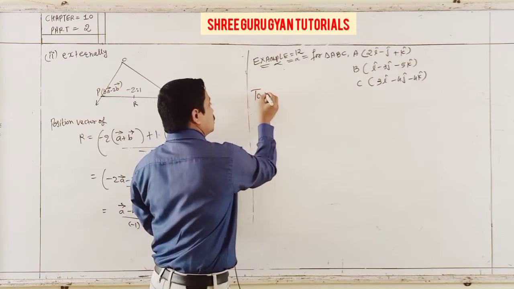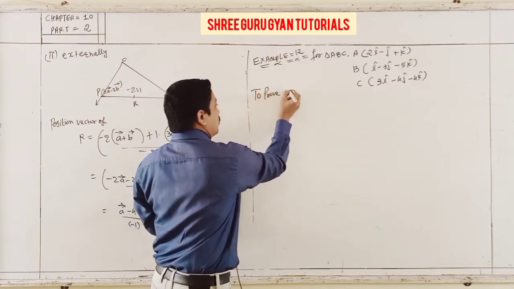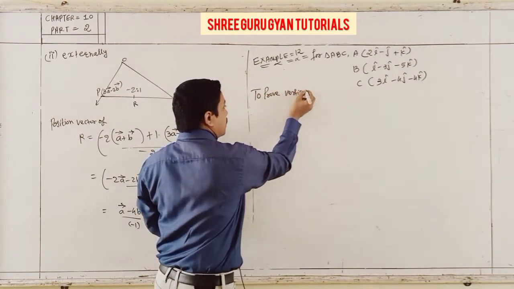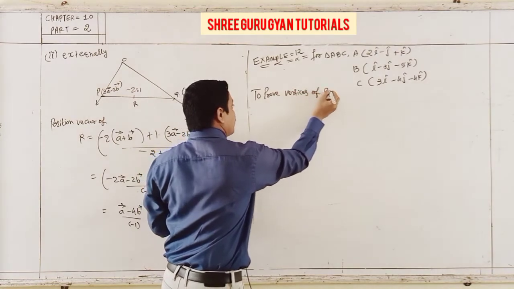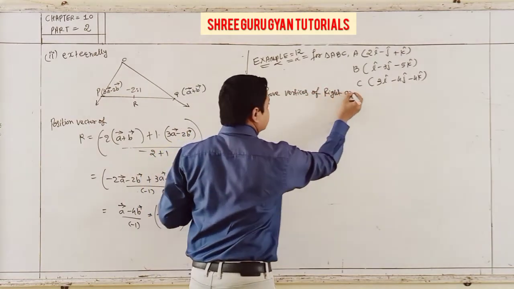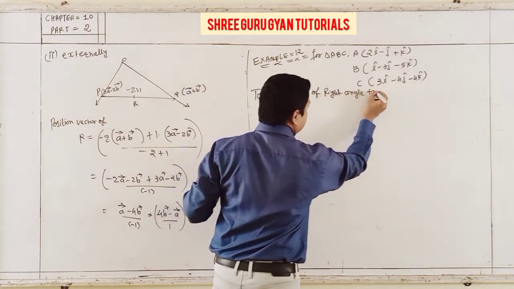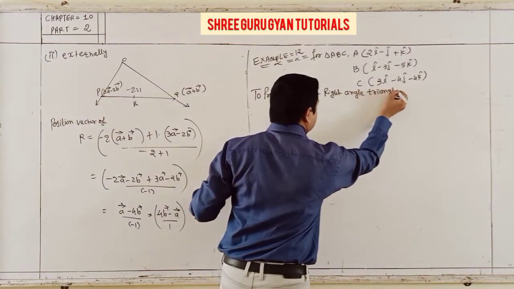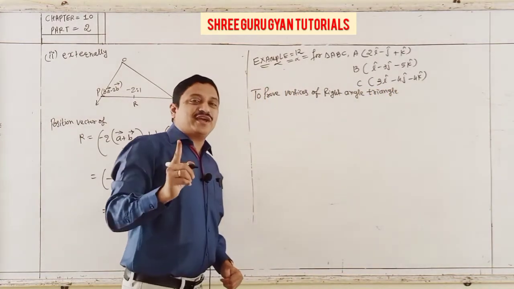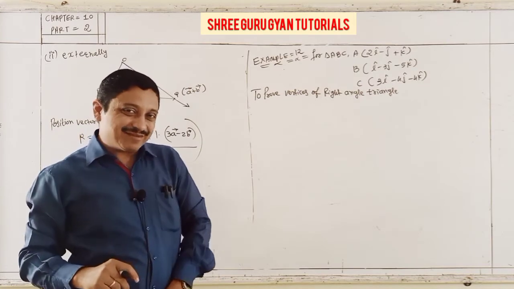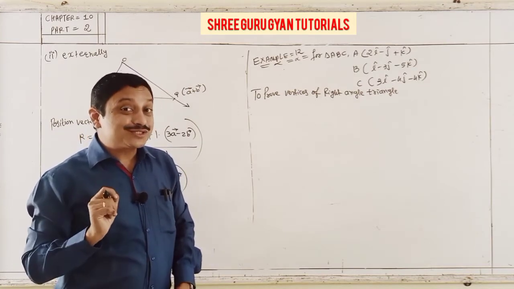To prove the vertices of a right angle triangle, it means we need to show one angle is 90 degrees by utilizing the Pythagoras theorem.